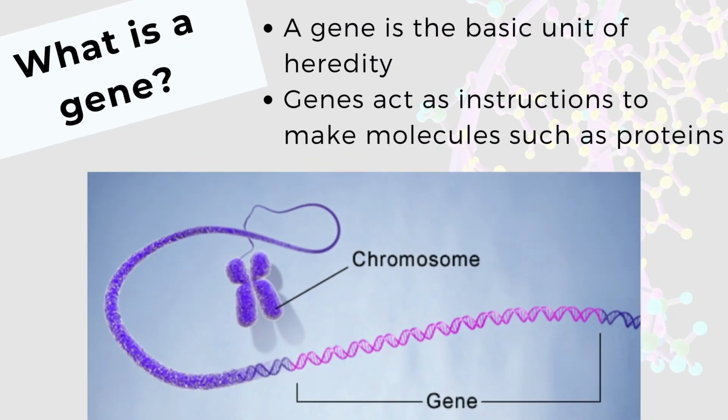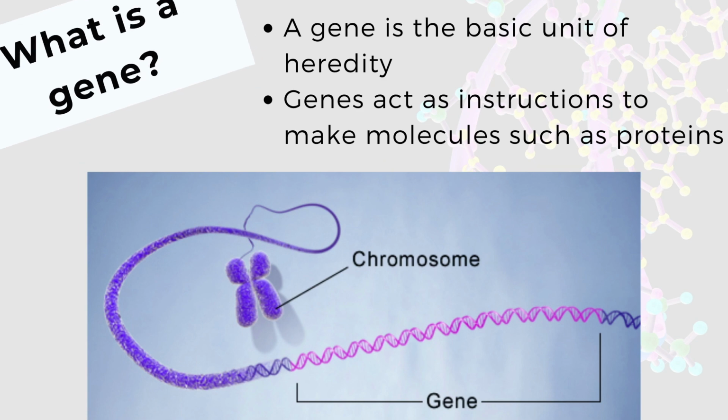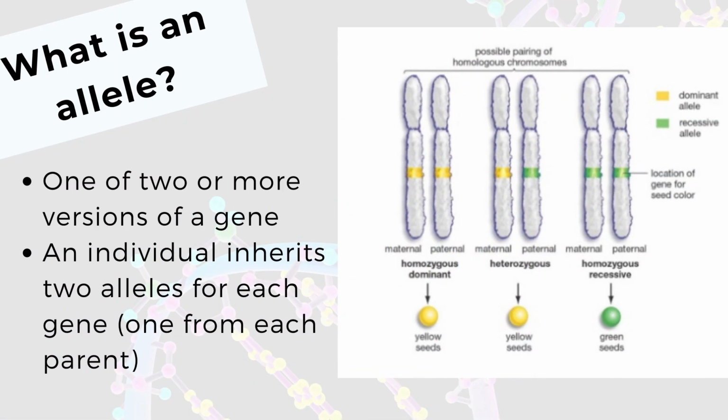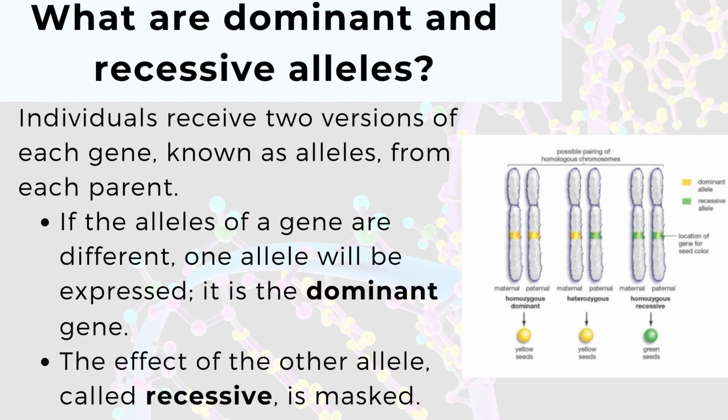DNA makes up genes. What is a gene? A gene is the basic physical and functional unit of heredity. Some genes act as instructions to make molecules called proteins. Each person has two copies of each gene, one inherited from each parent. What are these versions of genes? These are known as alleles. An individual inherits two alleles for each gene, one from each parent.